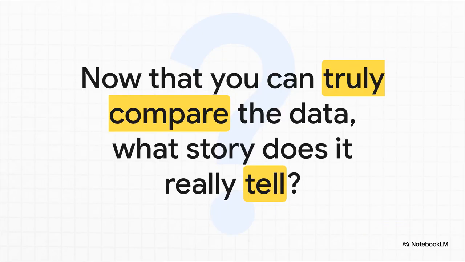So, the next time you're looking at a raw ESG number, just stop. Don't take it at face value. Ask yourself, what's the right way to normalize this? What's the context I'm missing? Because once you move past those absolute numbers and start thinking in terms of ratios and intensity, that's when you can start to uncover the real story. Now that you can truly compare the data, what story is it going to tell you?